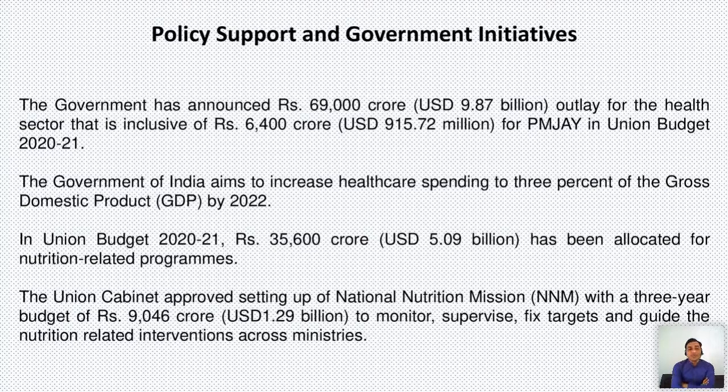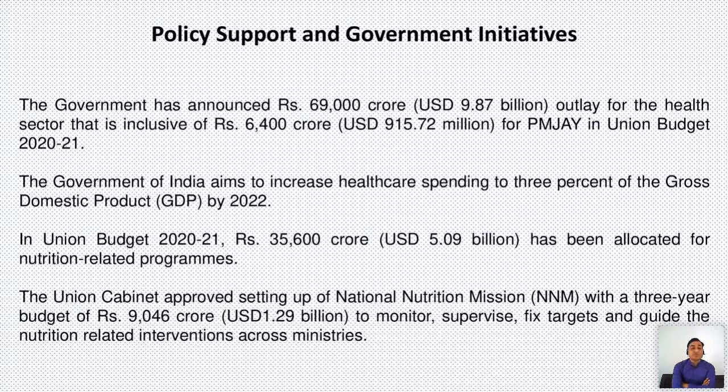And if you talk about the Union Budget that has been passed recently for 2021, 35,600 crore has been allocated for the nutrition-related programs as well, because this is the need of the hour. So we have to focus, and the government has very well taken this initiative, and they have allocated more than 35,000 crore rupees for the nutrition-related programs as well.